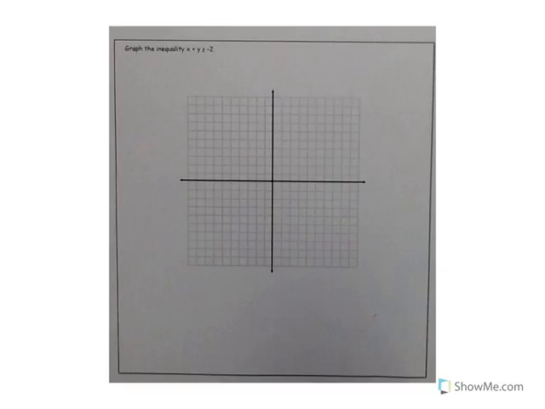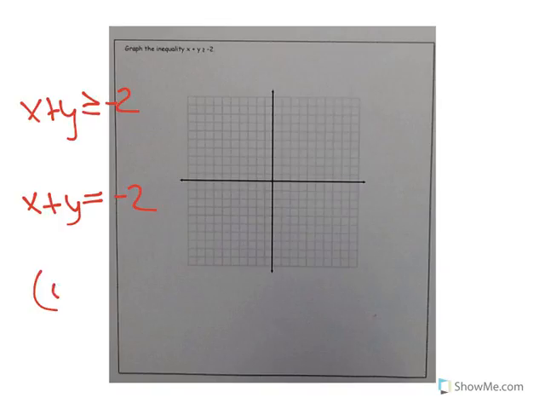So here I've got the inequality x plus y is greater than or equal to -2. This one here is pretty easy to figure out the line, because all I'm going to do is change it into an equation. And then it's just, well, figure it out based on intercepts. When x is 0, y has to be -2. And when y is 0, x has to be -2.